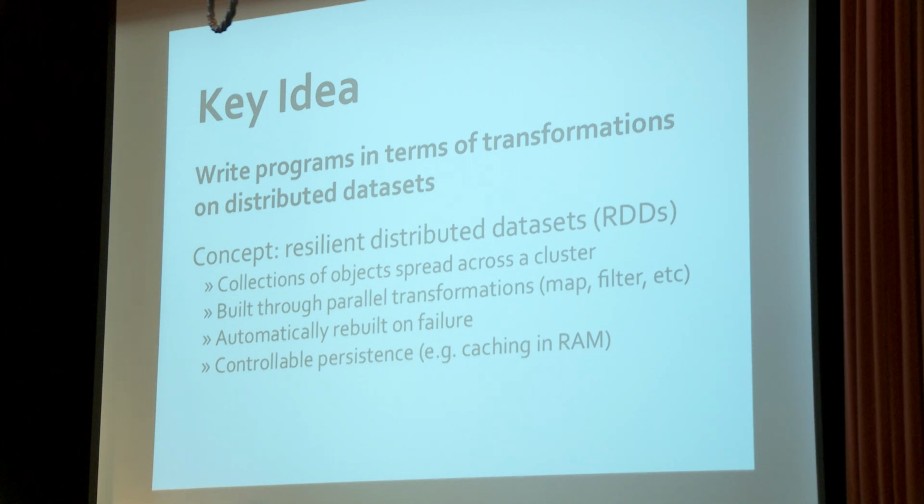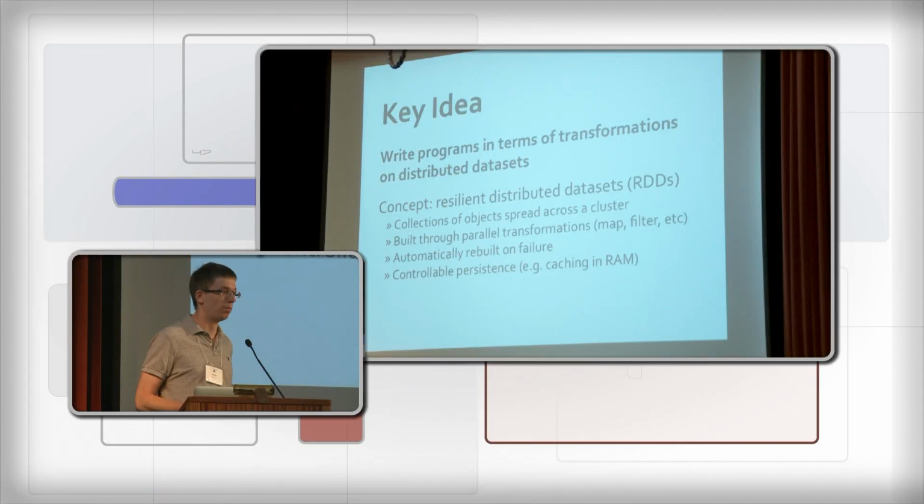And the objects you work with are called resilient distributed data sets, or RDDs. These are just collections of objects spread across the nodes in your cluster. If you're using Spark in Python, they're Python objects. If you're using it in Java or Scala, they're just Java objects. You build them through these parallel transformations like map, filter, reduce, and so on. Spark has a wide array of these transformations. And Spark will also automatically rebuild them on failure. This is where the resilient aspect comes in.